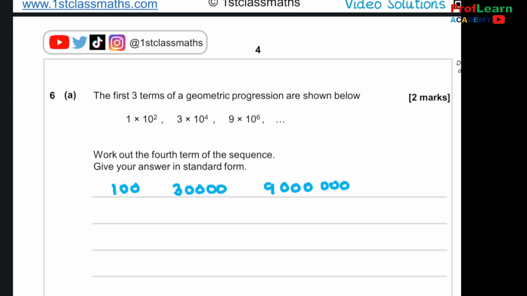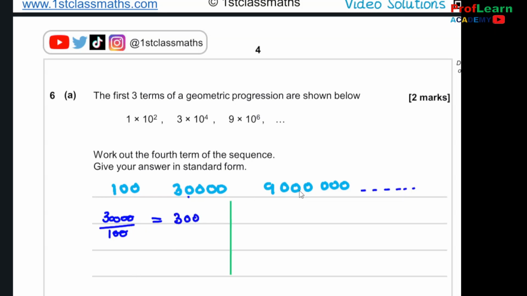So if we look at whatever we have here, there's something that is coming out clearly, the common ratio. If you take this next number here, of course we are finding the next number after this. So if we take 30,000 divided by 100, what do we get? We get 300.